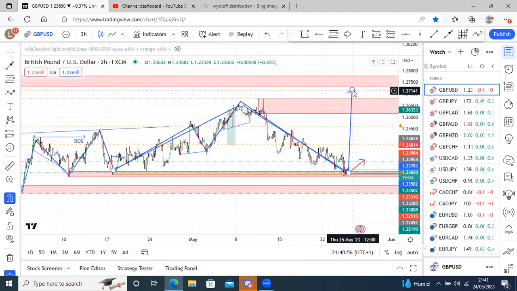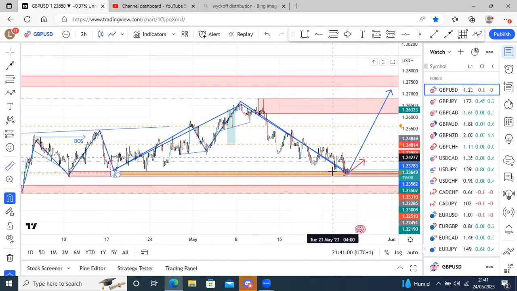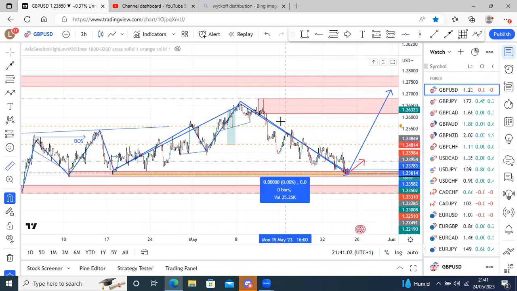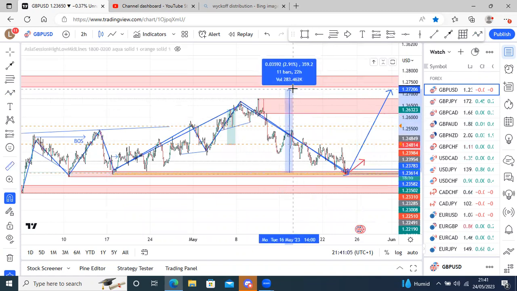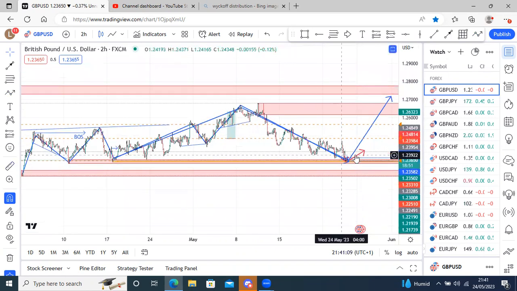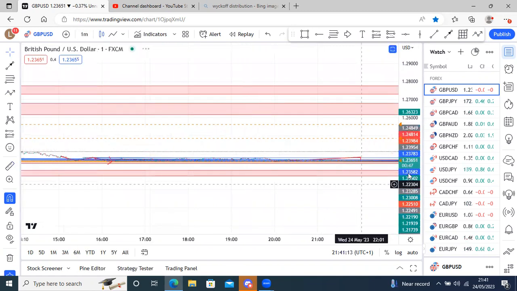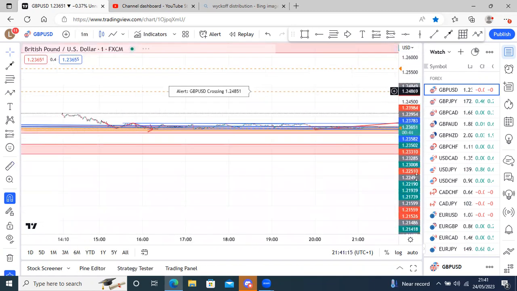Somewhere up there, which is a lot of pips if it plays out anything like that. Over 350 pips. I probably wouldn't hold it that long anyway, but that's literally what I'm sort of hoping might play out.